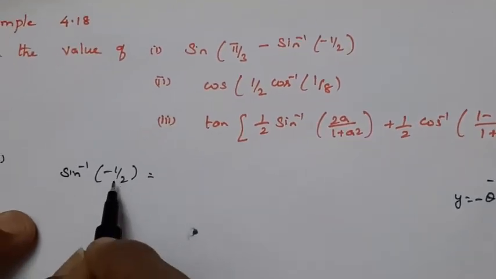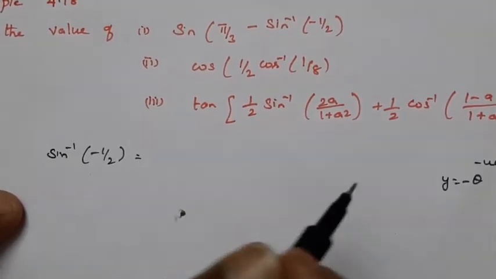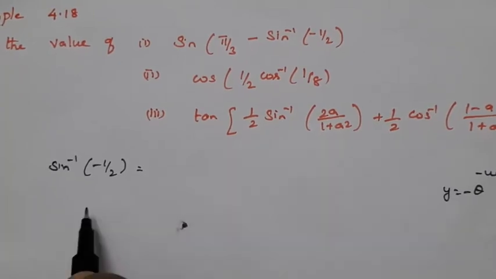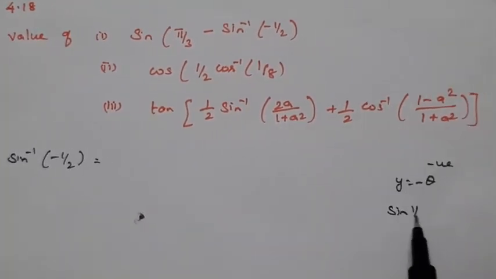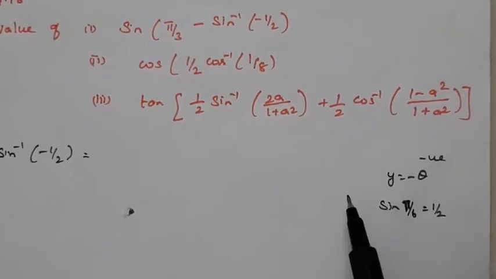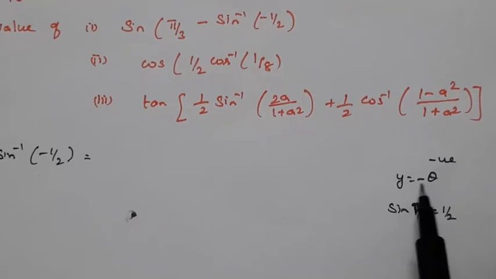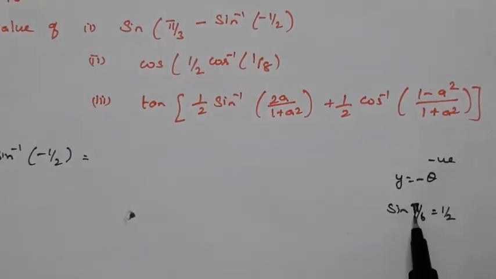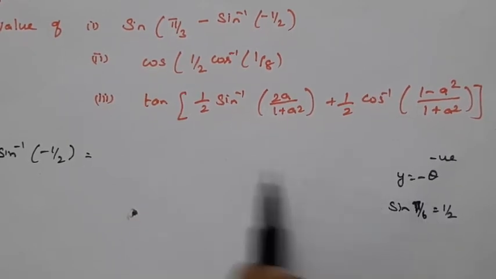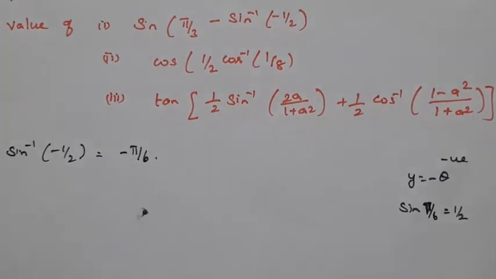For what value of theta will the sine value be 1 by 2? It is equal to pi by 6. You know that sine of pi by 6 is equal to 1 by 2. As it is negative, the value should lie in the fourth quadrant, so we take y as minus theta, which is minus pi by 6. The principal value must be minus pi by 6. So sine inverse of minus 1 by 2 is equal to minus pi by 6.